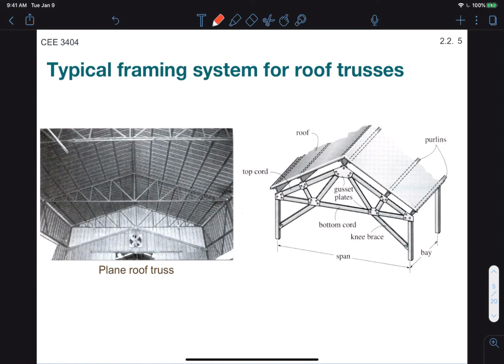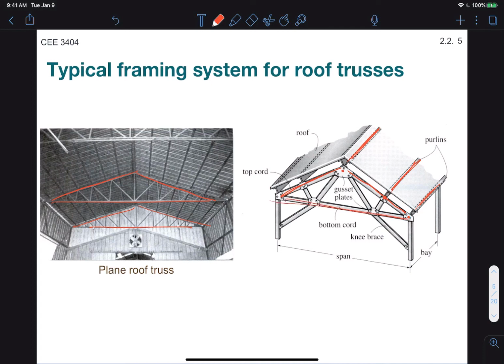Trusses are also very commonly used in roofs, as you can see here. Again, these are very typical plane trusses. So each of these would correspond to a plane truss. And the terminology is quite similar. We have the purlins, which transfer the load of the roof deck to the joints of the truss. We have the top chord of the truss. We have the bottom chord of the truss.